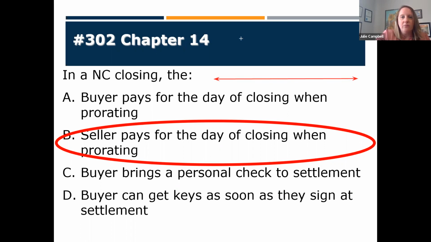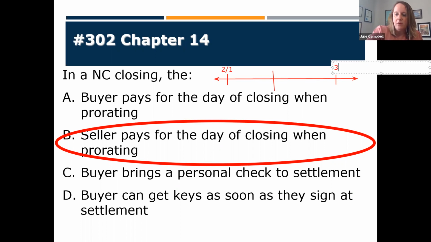So when we prorate rent, let's pretend that we're going to closing today. Unless you're told otherwise, rent's going to be due on the 1st of the month. So on February 1st, the seller collects February's rent from the tenant, right? The tenant paid the seller on February 1st.